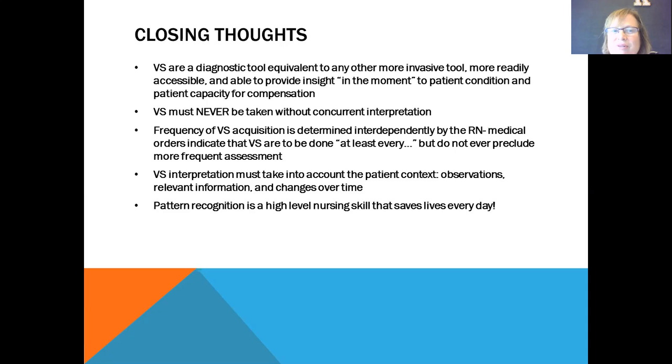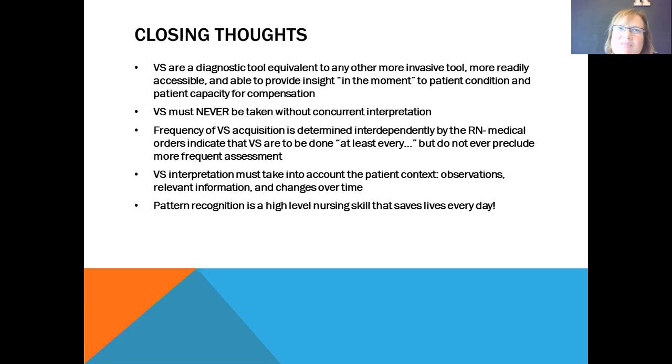Closing thoughts here for you. Vital signs are diagnostic. They are equivalent to any other invasive tool. They're more readily available. We can get them in a flash. They give us insight in the moment to what is exactly happening with that patient right now. It's like doing a scan, a different kind of scan. Treat them with the respect that they deserve. It's so critical. We can never, never, never take vital signs without interpreting them.